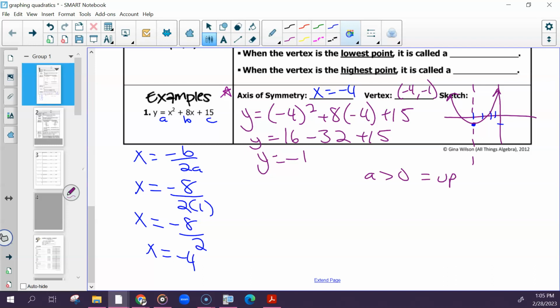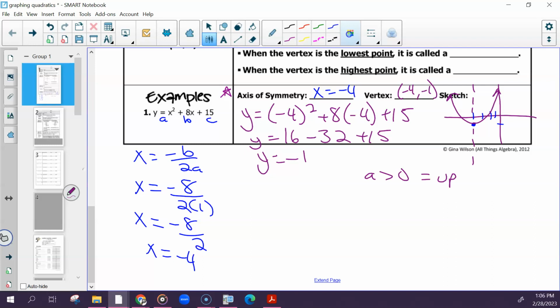What questions do we have so far? Once we get the hang of it, it'll go faster. Which negative? Oh, this. It's in the formula. It's always negative b over 2a. So no matter what, it's always negative.